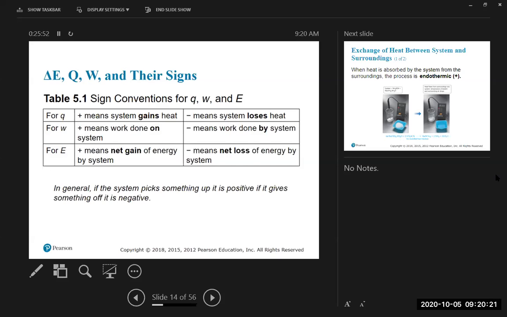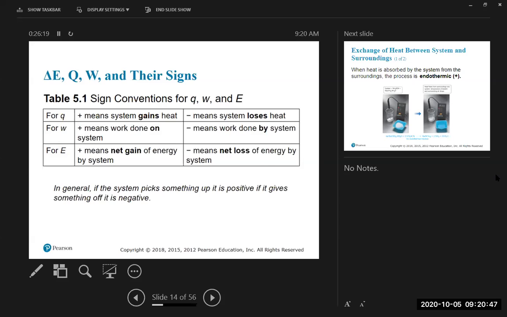By the same token, if Q is negative, that means the system lost heat. If W is negative, it means the system did some work. And if E is negative, then you had a net loss of energy. This sentence at the bottom really sums it all up. In general, if a system picks something up, it's positive. If it gives something off, it's negative.